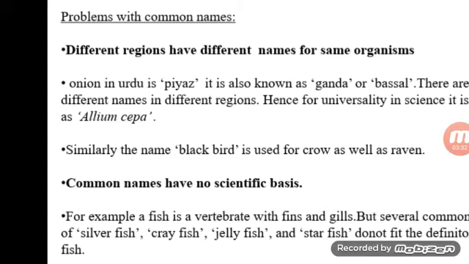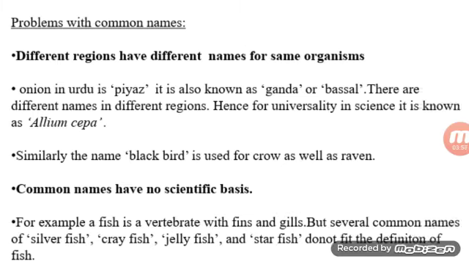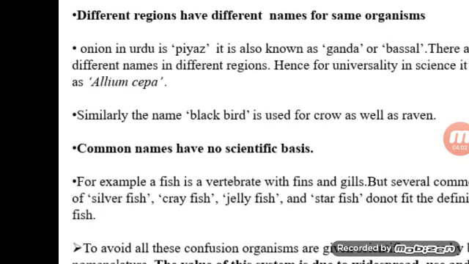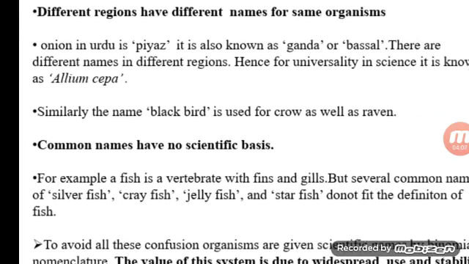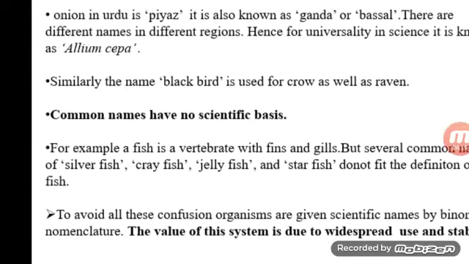a fish, a class of vertebrates. The characters of fish are fins, gills, a streamlined body, and scales. All these characters belong to the class fish. But several common names like silverfish, crayfish, jellyfish, starfish do not fit the definition of fish. They do not have those fish characters, but in common language we call them fish.